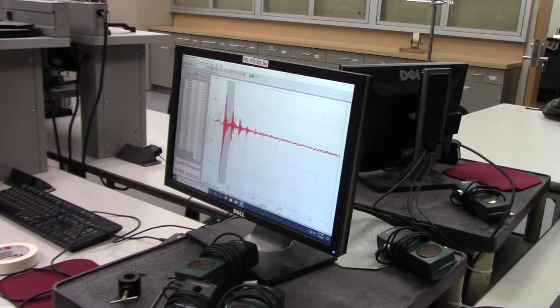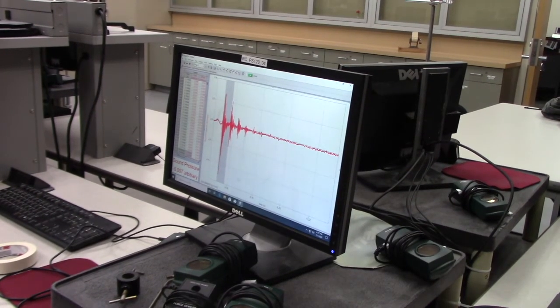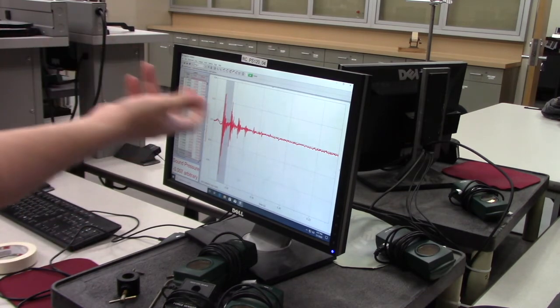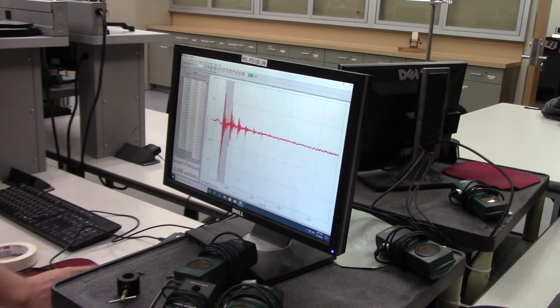And this is what it looks like when we plot it out. The snap of the fingers looks like a pulse when we view its waveform. The first time you see that pulse, that's the original sound wave. The next time you see that pulse, that's when the reflected wave comes back into the microphone. So what we want to know is the time delay between those two pulses, and we can just measure that straight off the graph.